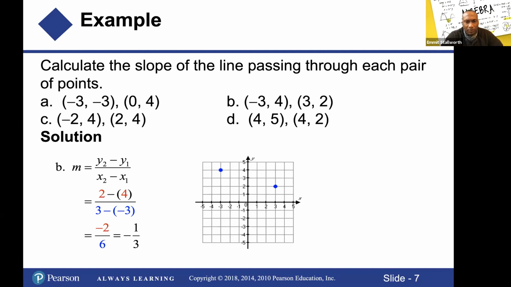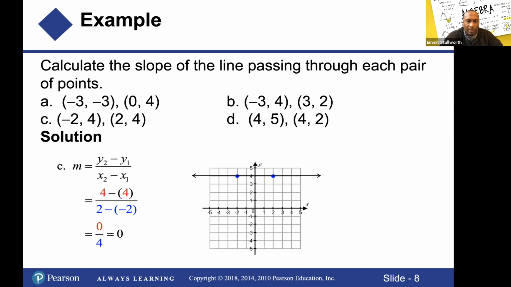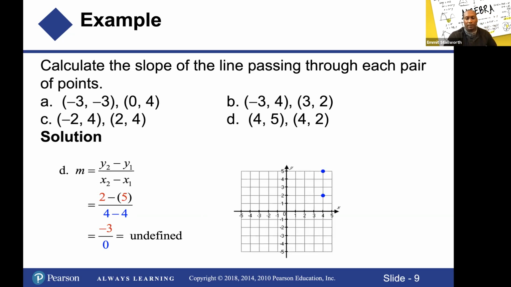Remember, if I plot those 2 points and draw the slope, we're going to be falling. Okay. Same thing here. If I had these two, I get the 0, and I get a horizontal line. Right. Same thing with D. I get an undefined slope. Right. Just make sure, which gives us a vertical line. Okay. So that's what we have here.